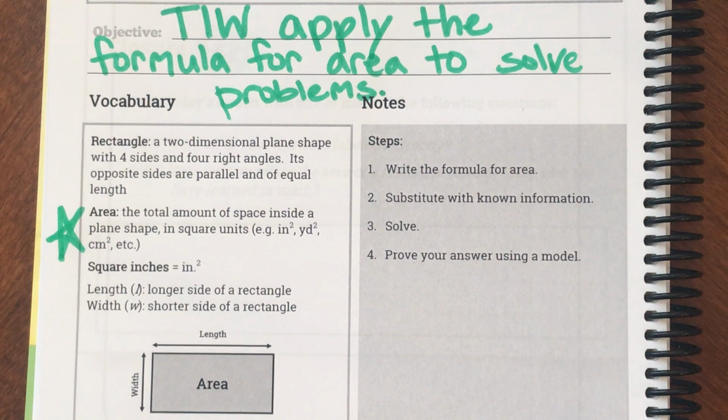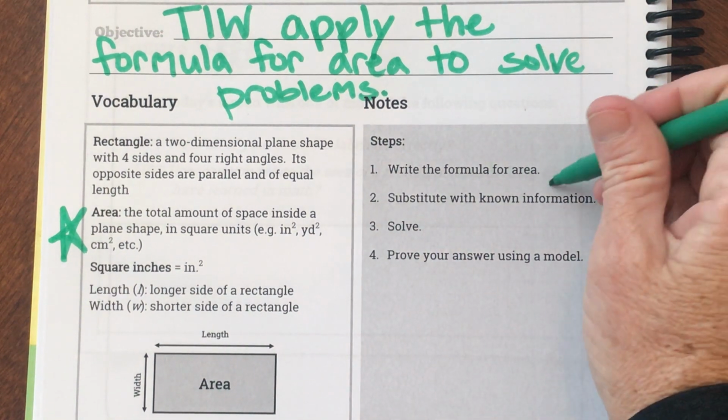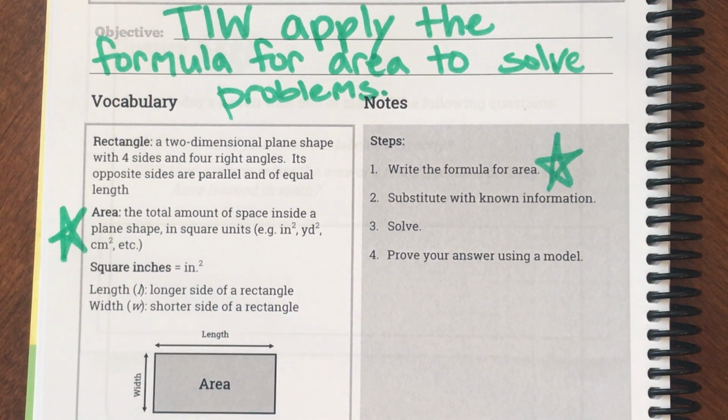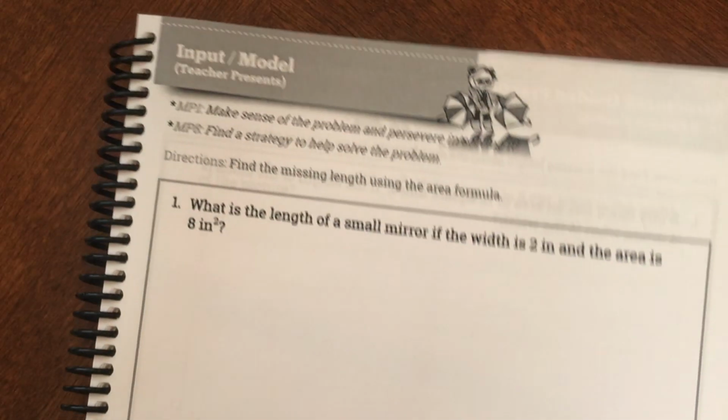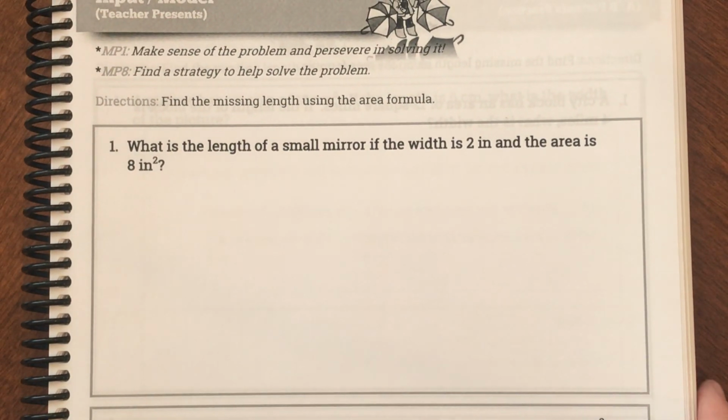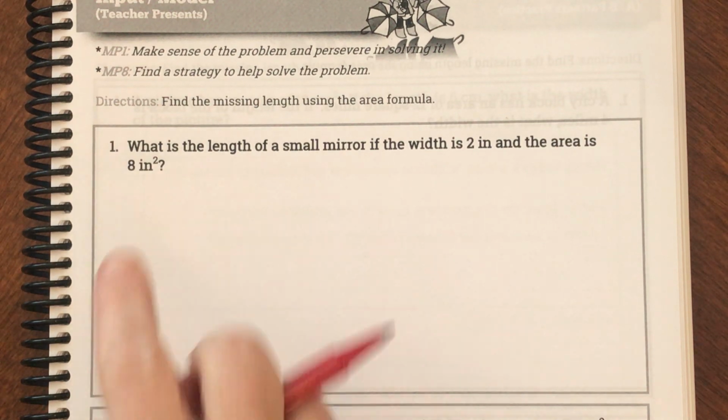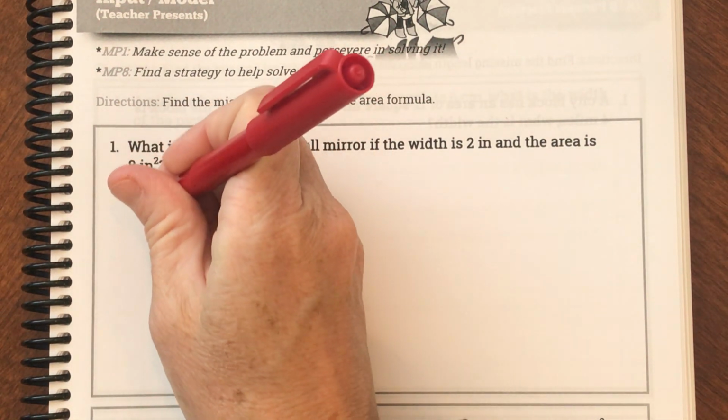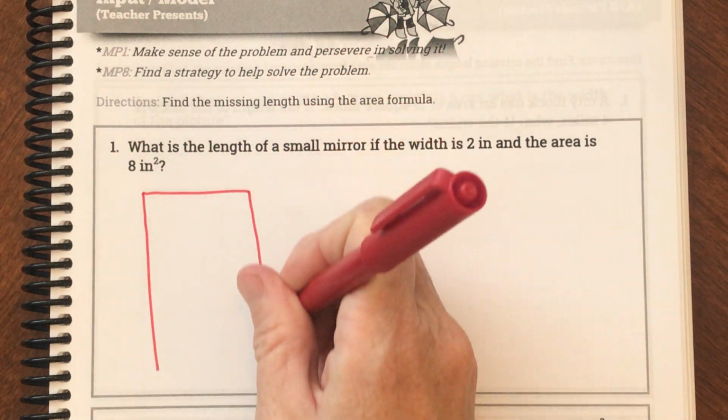Okay, so our steps are we're going to always write the formula because we need to have that memorized. We're going to substitute with known information. So we're going to plug in what we know and then we're going to be solving. Okay, so friends, I'm going to get started with mine. Here's my first problem. My first problem says, what is the length of a small mirror if the width is 2 inches and the area is 8 inches squared?